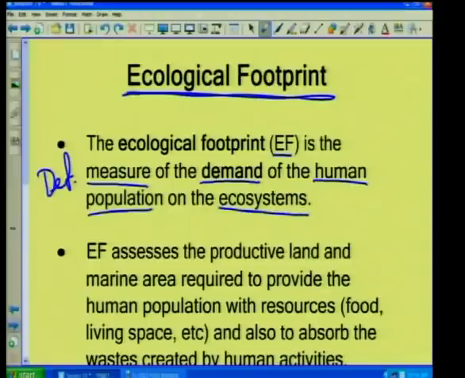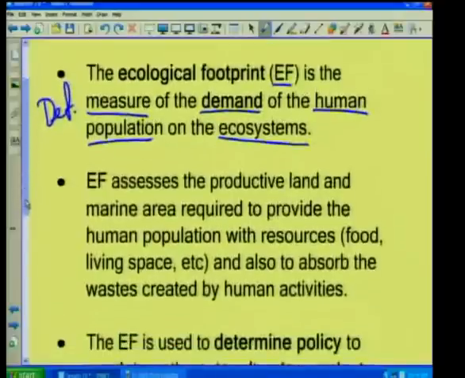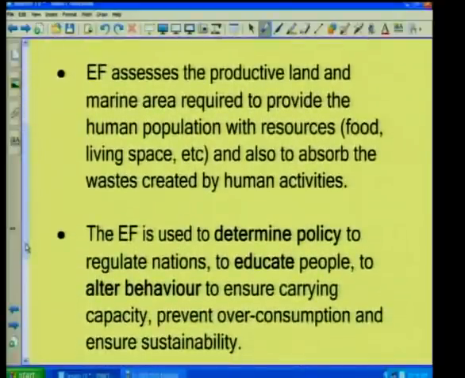Okay. Our ecological footprint. We make footprints, and it measures how much we are taking from the ecosystem. So to go through it again, it is the measure of the demand of the human population on the ecosystem. Now, very often learners look at this section of work and think this is common sense. It is, but you have to know what parts of the common sense you can use in your exam and test questions.